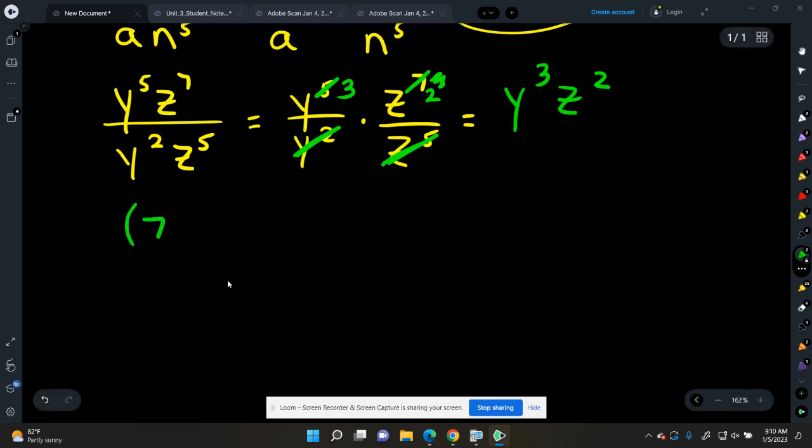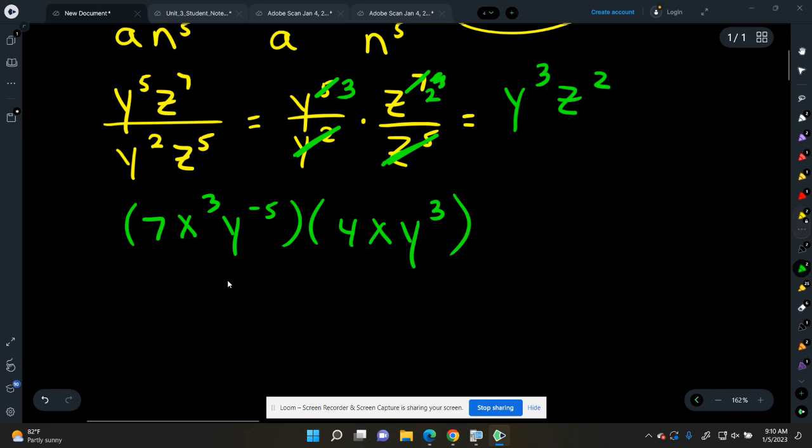All right, so let's see. The next one we've got 7x to the 3rd, y to the negative 5th, 4xy to the 3rd. Okay, again, let's group them by like terms. So we've got 7 times 4.